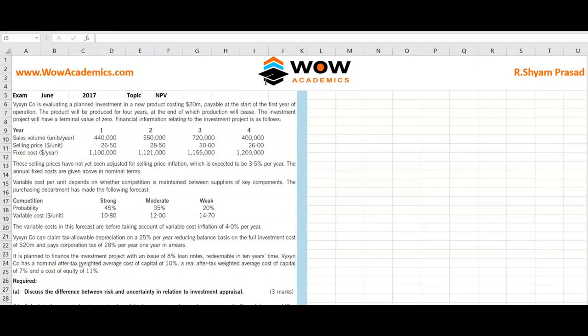It is planned to finance the investment project with an issue of 8% loan notes redeemable in 10 years' time. VCO has a nominal after-tax weighted average cost of capital of 10%, a real weighted average cost of capital of 7%, and a cost of equity of 11%. So again, he has given you all the information here.